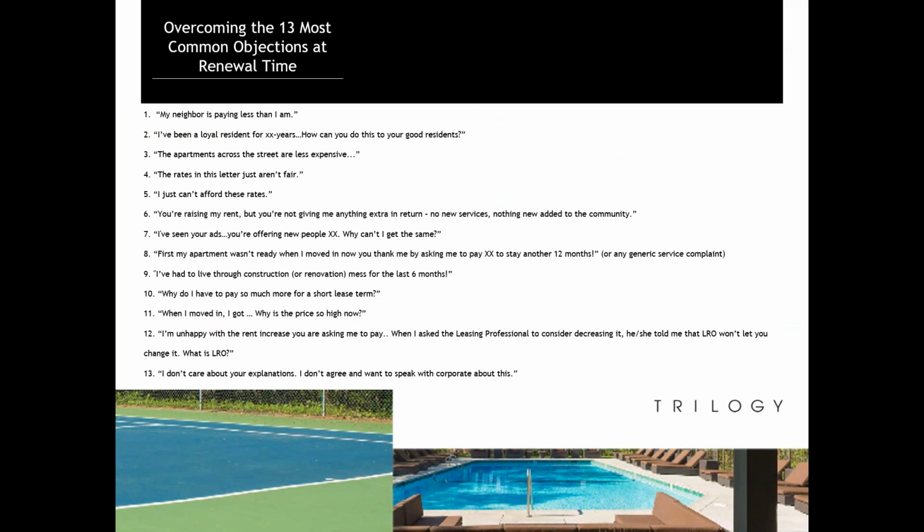So one big topic that all of us have to deal with is overcoming the 13 most common objections at renewal time. This is a list that I came up with that I found online, and it's pretty accurate. Number 1, my neighbor is paying less than I am. 2, I've been a loyal resident for X amount of years. How can you do this to a good resident?